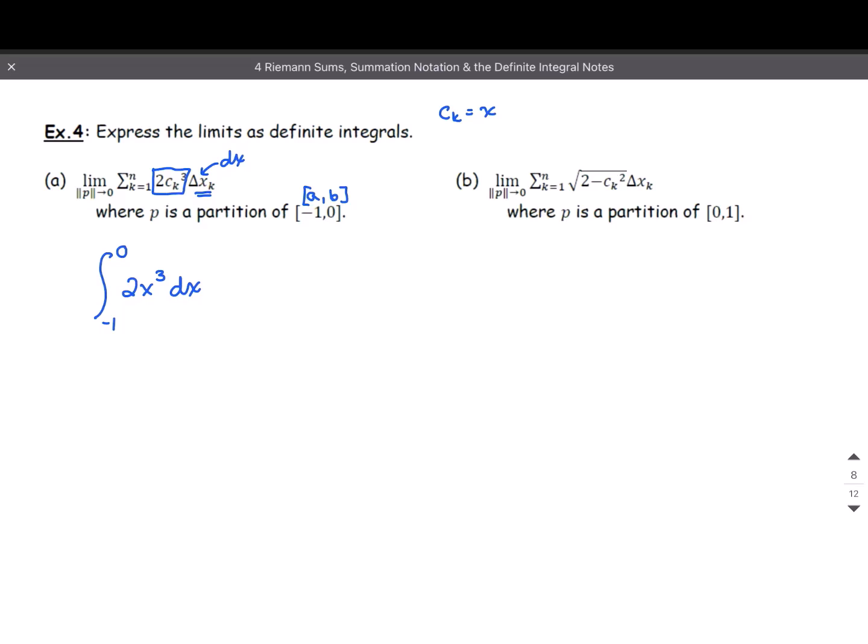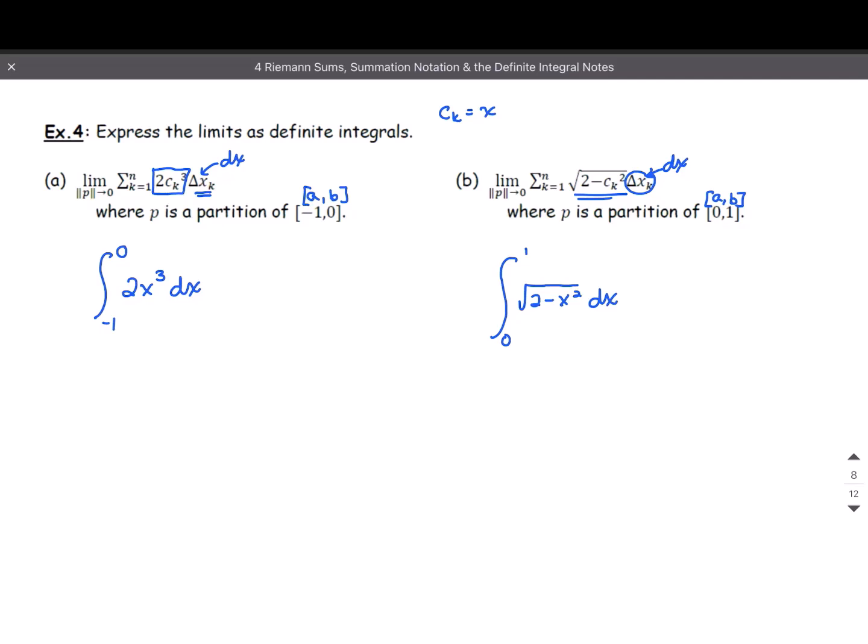Look at b. The limit of the norm of the partition heads to 0 of the summation as k goes from 1 to n of the square root of 2 minus c sub k squared times delta x sub k, where p is a partition of the interval from 0 to 1. So we're going to write the integral. We're going from 0 to 1. Okay, this is my delta x, is my dx. And then my function, I have the square root of 2 minus, but instead of c sub k, we put x squared. There you go.